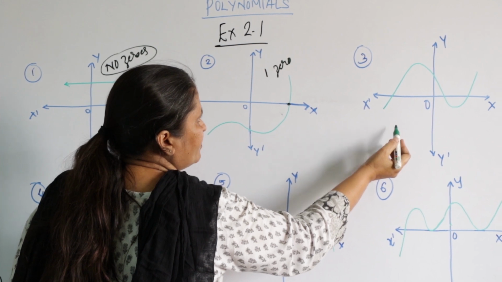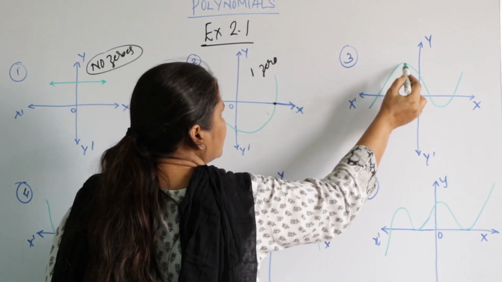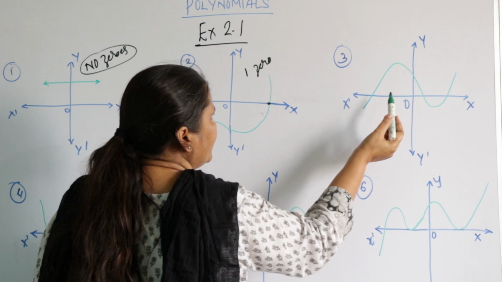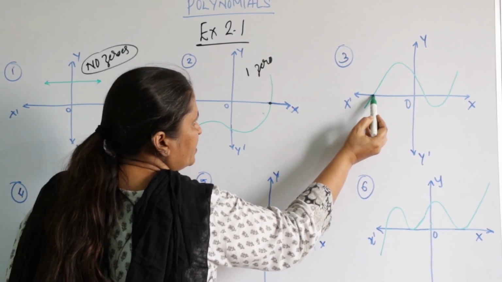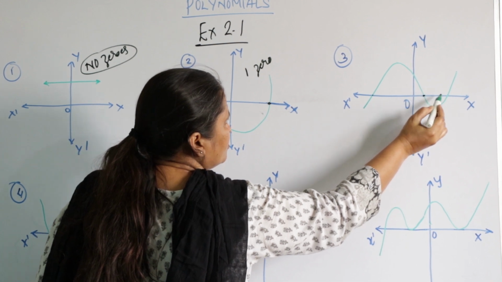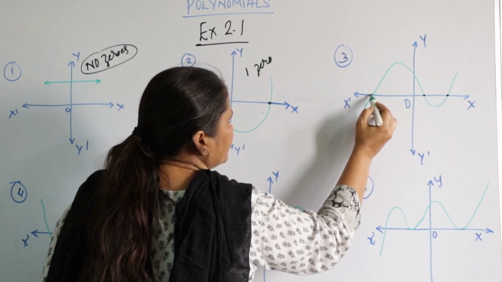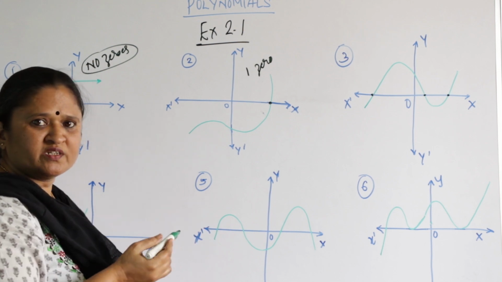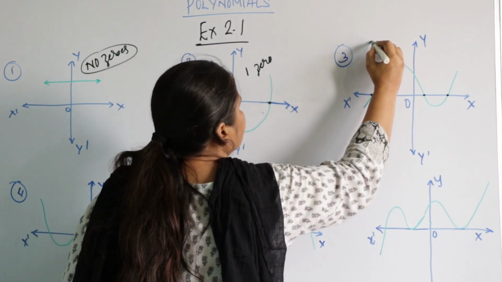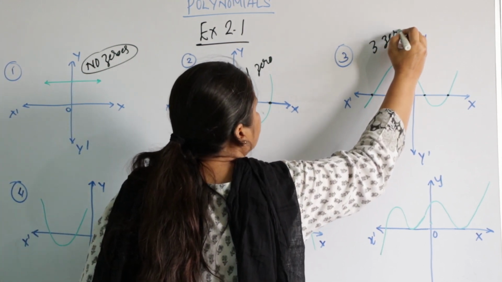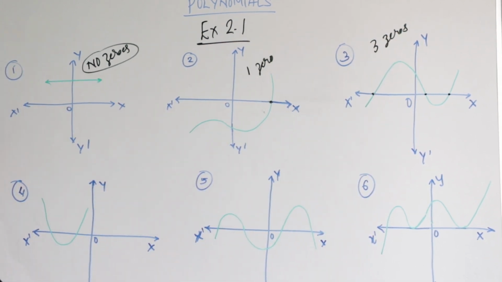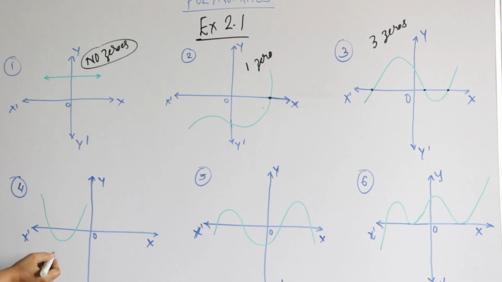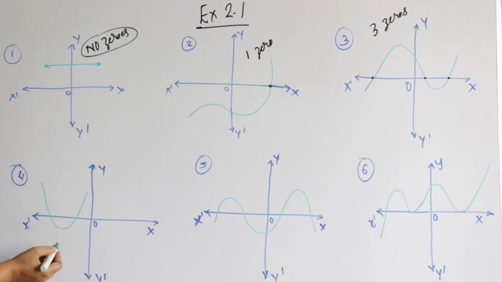In the third graph, if you notice, this curved line intersects the x-axis at 3 points. 1, 2, 3. Right? So how many zeros will this have? This graph will have 3 zeros. Now the fourth graph we will see.